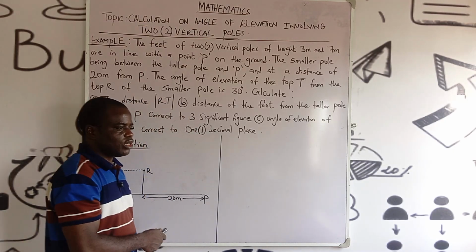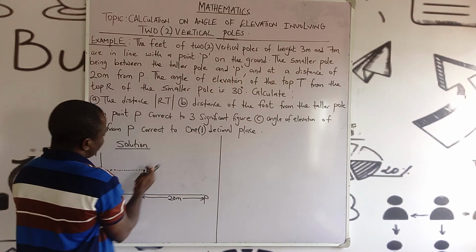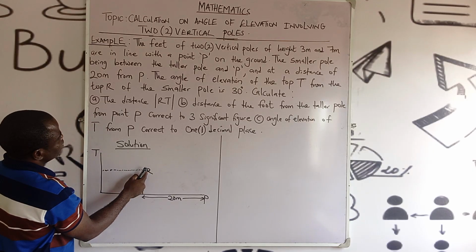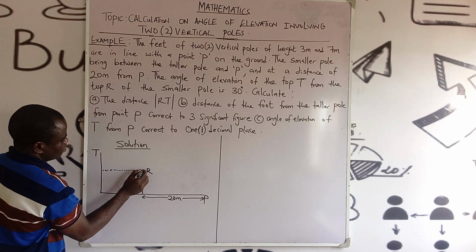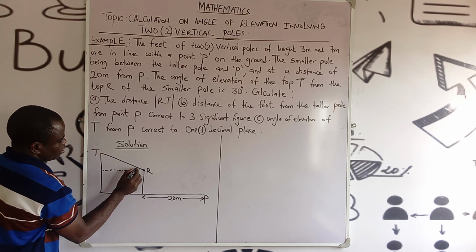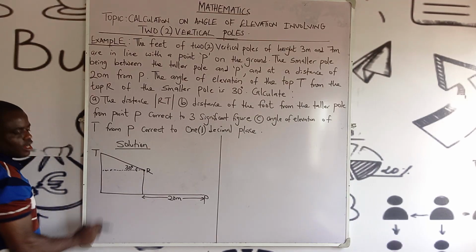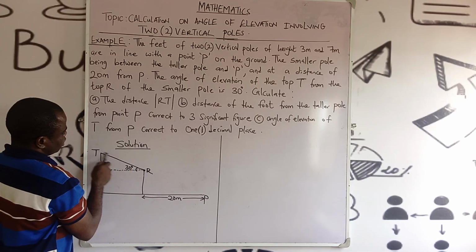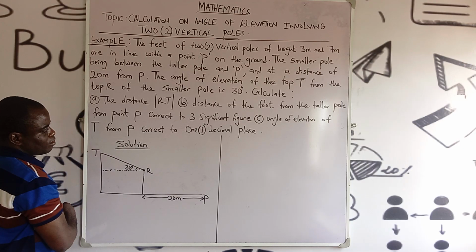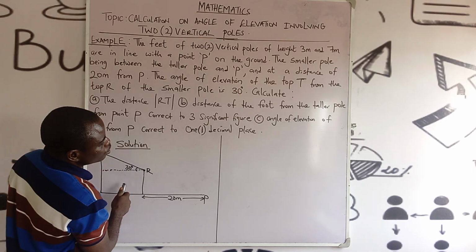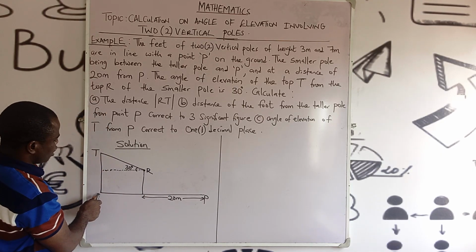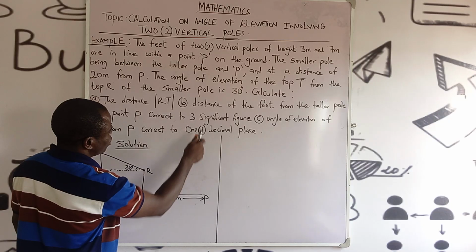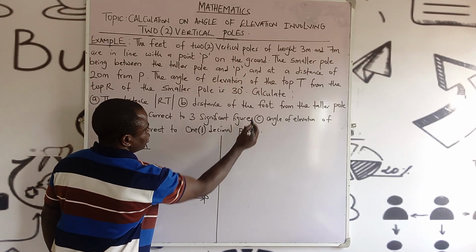But in this question, we are dealing with angle of elevation because we are told that the angle of elevation of the top T from the top R of the smaller pole is 30 degrees. This angle of elevation, 30 degrees from the normal eyesight. We are told to calculate the distance RT, and also the distance of the foot of the taller pole from point P.